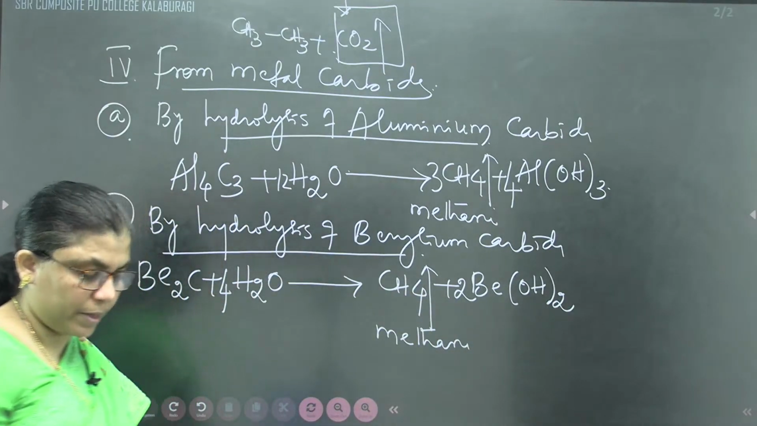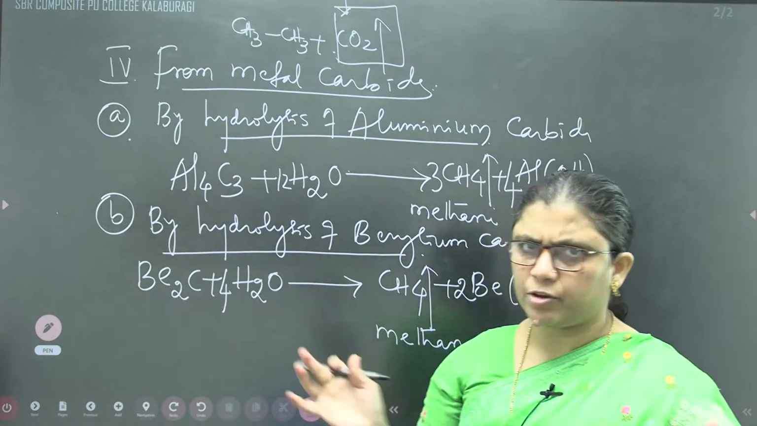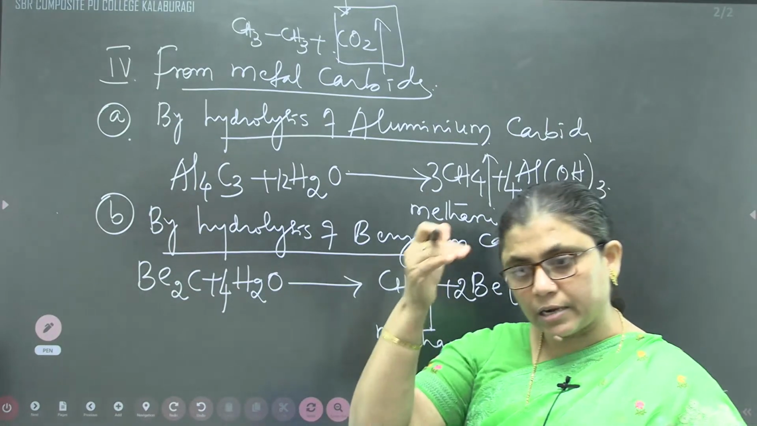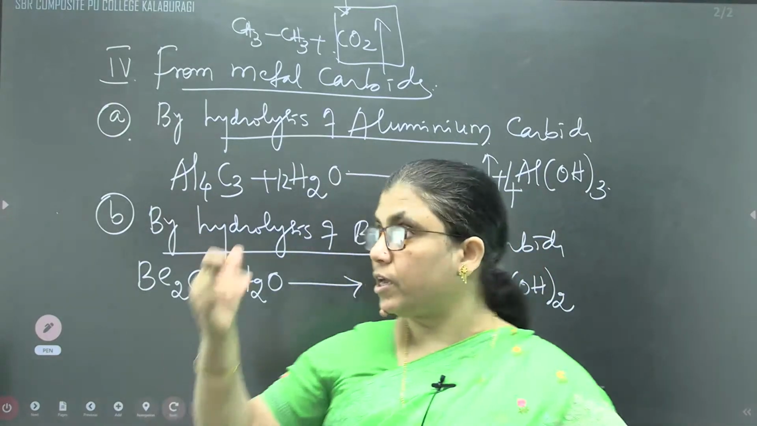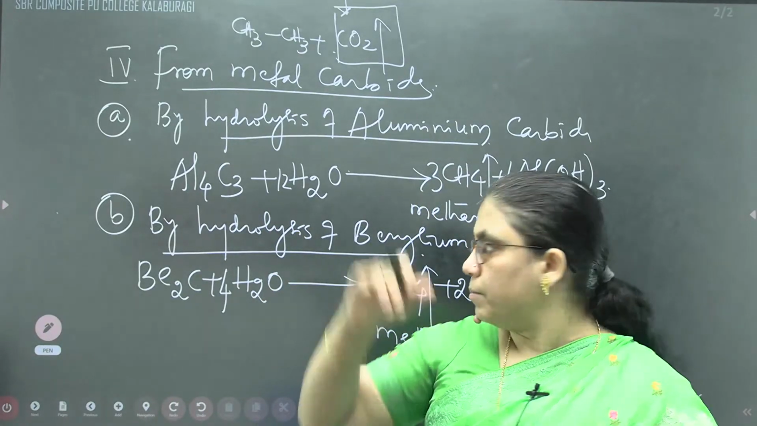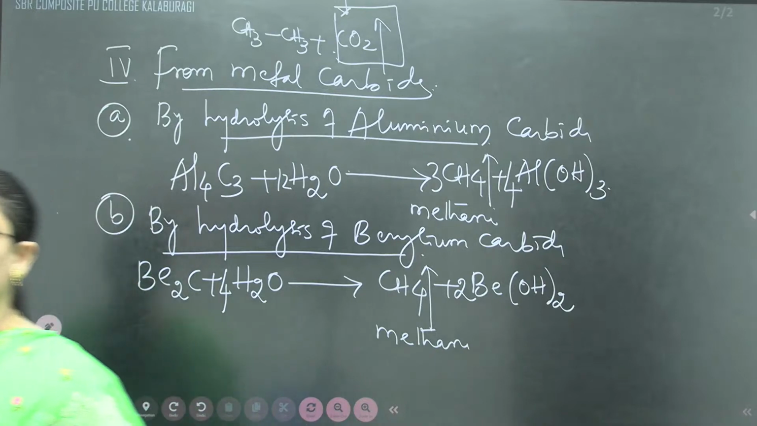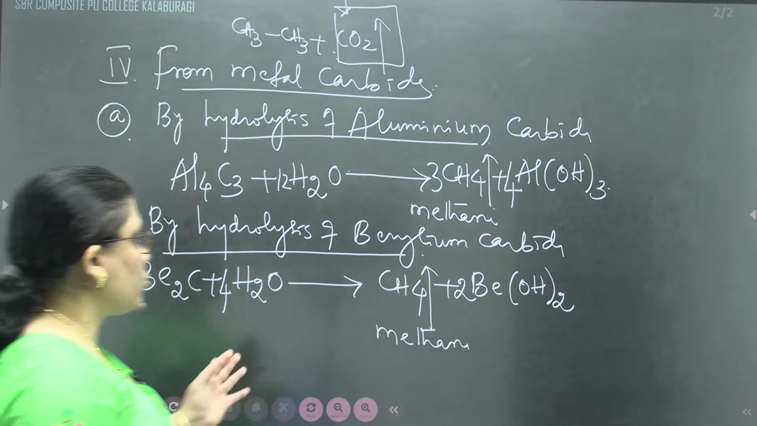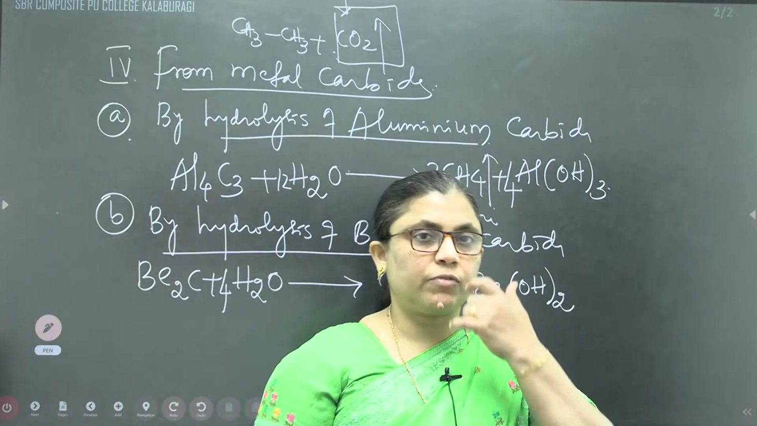These are the 4 methods by which we can prepare alkanes. One method is from alkene and alkyne, which we have discussed together. The next method is related with alkyl halide, where we said general reduction as well as Wurtz reaction. Then the carboxylic acid, decarboxylation, Kolbe's electrolysis. Then metal carbide hydrolysis, they may be aluminium carbide or beryllium carbide, which on hydrolysis give respective hydrocarbons. These are the 4 methods for the preparation.